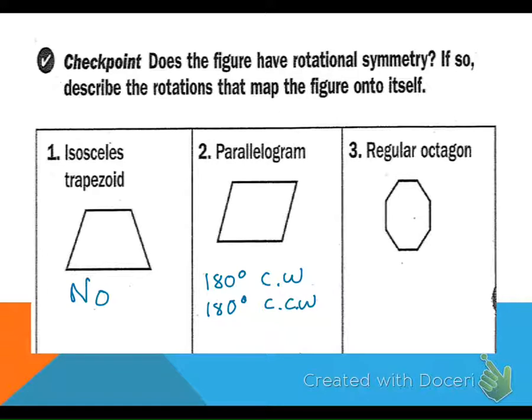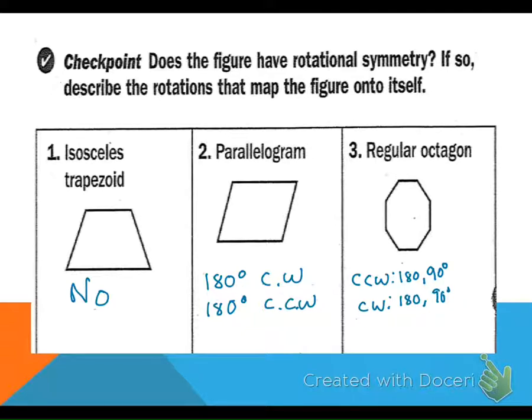Okay. Our next one, our octagon. Does it have rotational symmetry? It does. So we can go 180 degrees. Which direction? So we have 180. What else do we have? We aren't going all the way there, from 0 to 180. We have 90. There are two more.